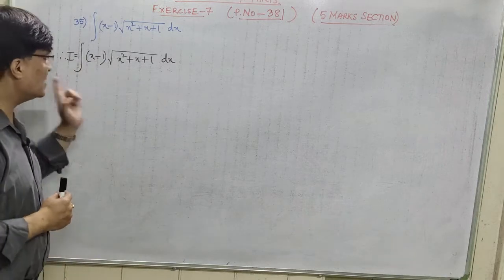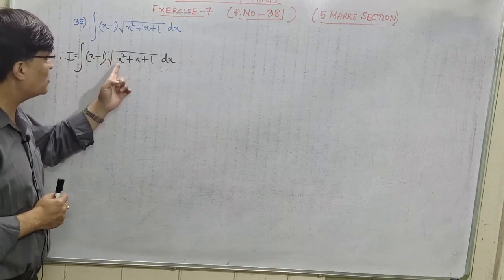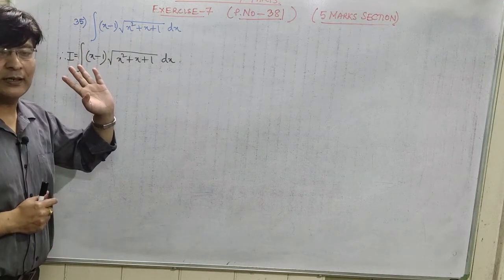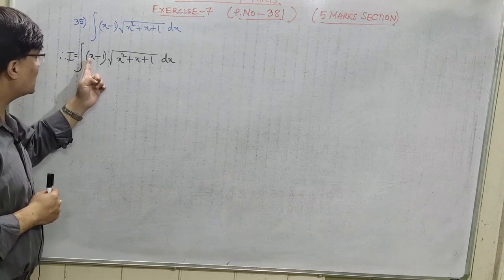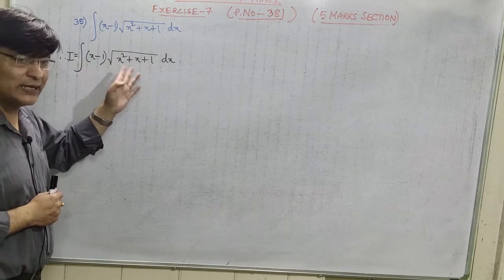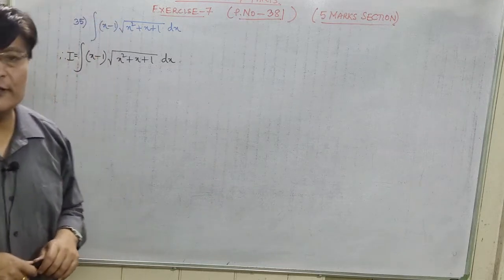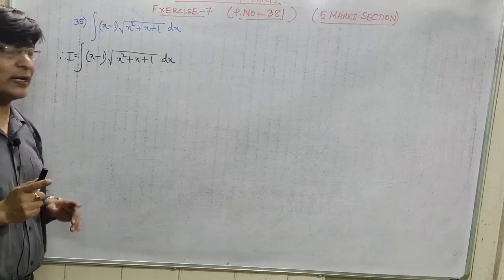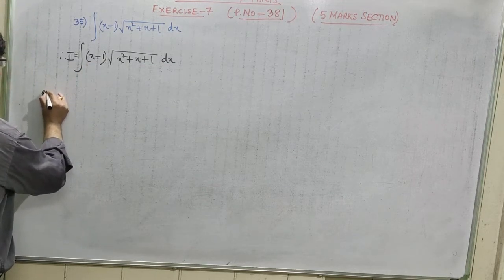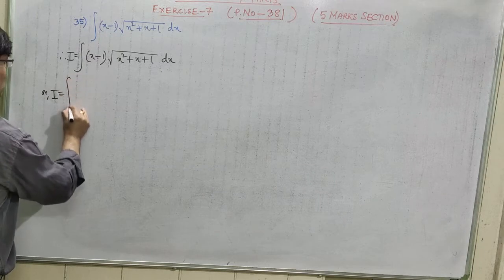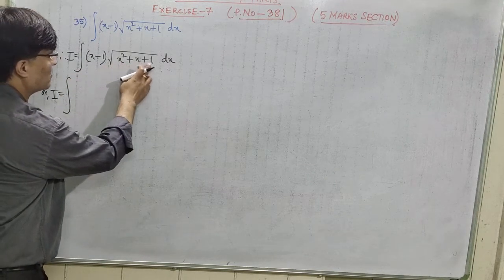Okay. Now in this case, instead of this x minus 1, you have to write down the differentiation of x square plus x plus 1 in the front. So instead of this x minus 1, you have to write down the differentiation of the quadratic expression. That is, you have to differentiate x square plus x plus 1 and write it instead of x minus 1. Okay. So, or I is equal to, let us write here differentiation of x square plus x plus 1.